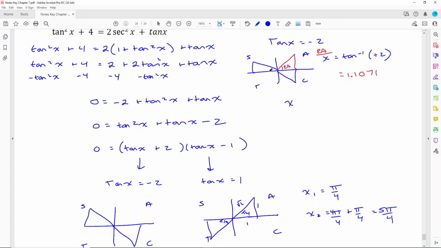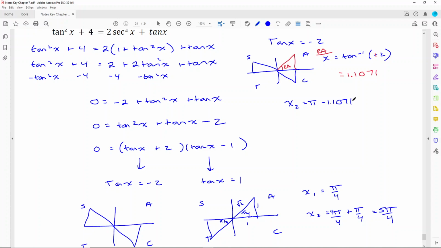I want to get my solution in quadrant 2. So I'm using my subscripts in different ways, but you can do whatever you want. You can just call them x, right? Because they're both x. So the first solution is in quadrant 2. So I can do pi minus my reference angle, which is 1.1071. I'm going to store that in my calculator so I can keep doing it.